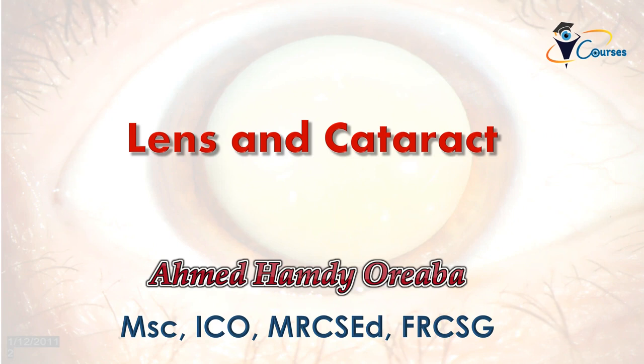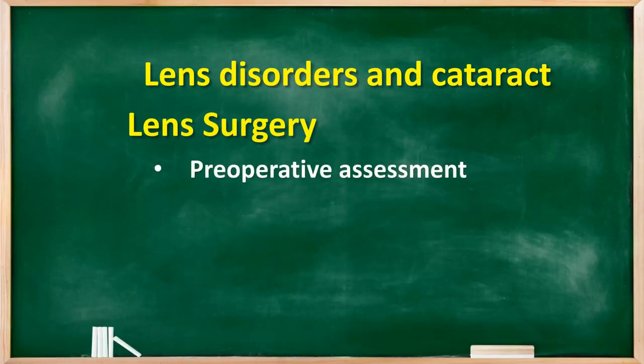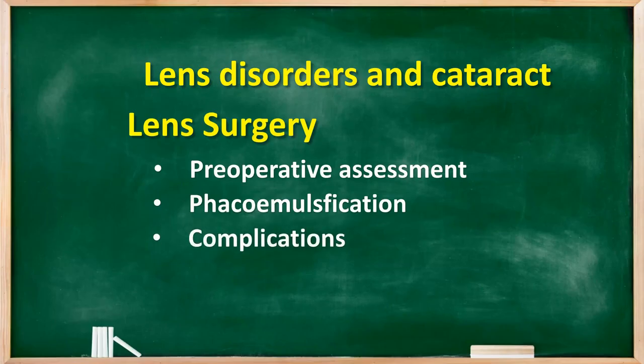Regarding the lens and the cataract, what is the scope of this topic? We will cover, first of all, the lens disorders and the cataract. So we will cover the lens diseases. Then we will cover the lens surgery. Today we are going to cover the lens disorders and the cataract, different kinds of cataract. And the next time we will discuss the lens surgery and the corneal surgery. For lens surgery, we will first discuss the preoperative assessment, then phacoemulsification, steps and procedure, and complications.